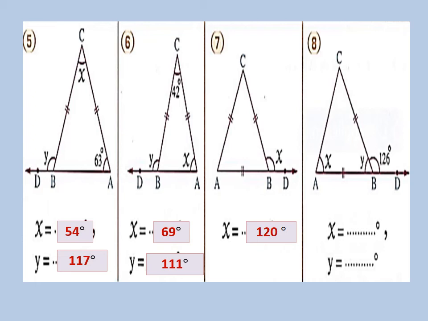In the last one, BC equals BA. And the exterior angle is 126. Find y and x. Y will equal 54 and x also will equal 180 minus 54 divided by 2 will be 63.